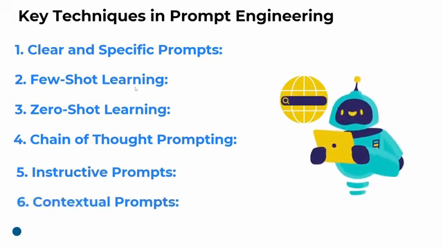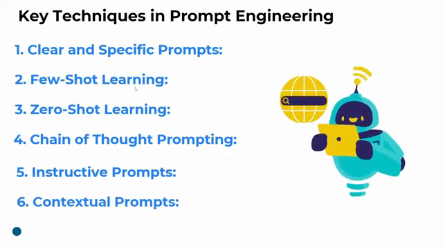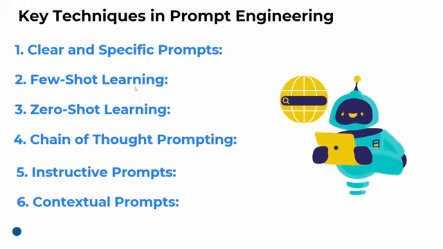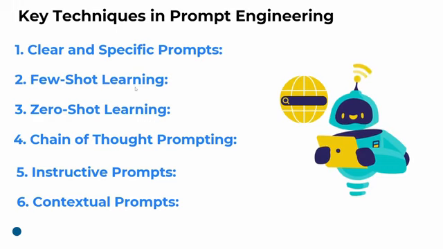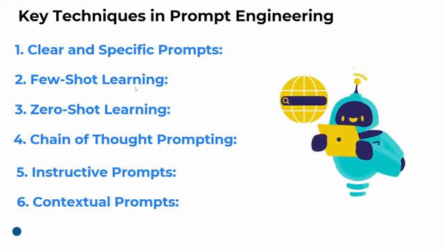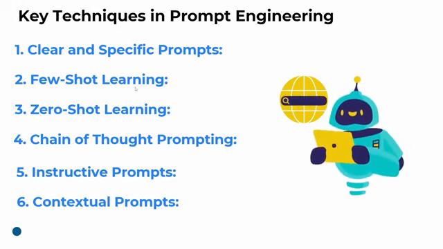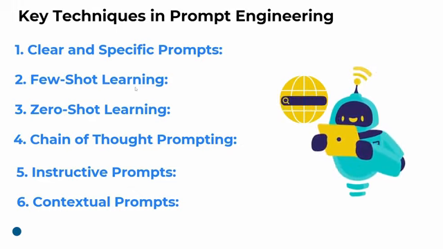After that, we have a contextual prompt, which is the last one, supplying the background information within the prompt to help the model generate a more accurate response. For example, considering the recent advancement in AI, write a summary of how AI is impacting healthcare. So that was the example of a contextual prompt.